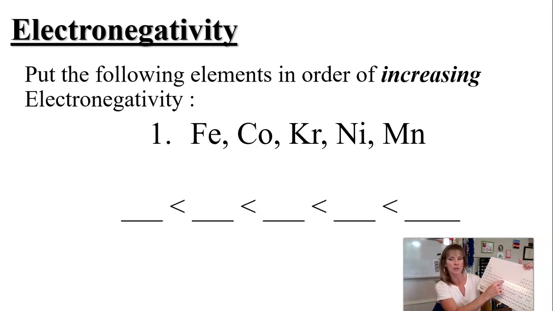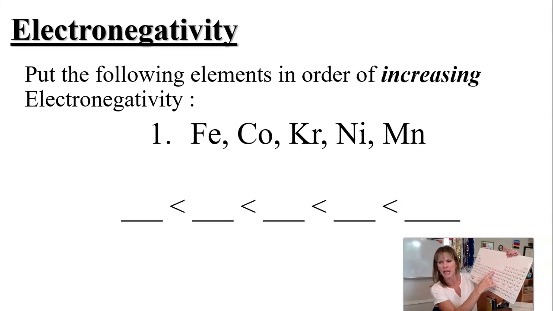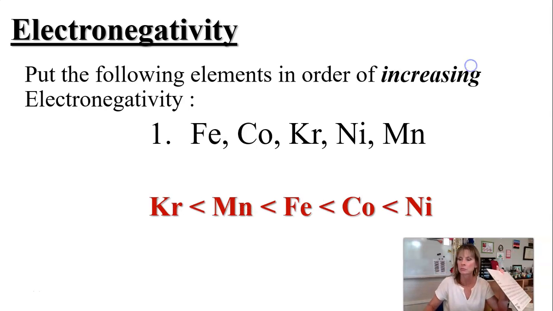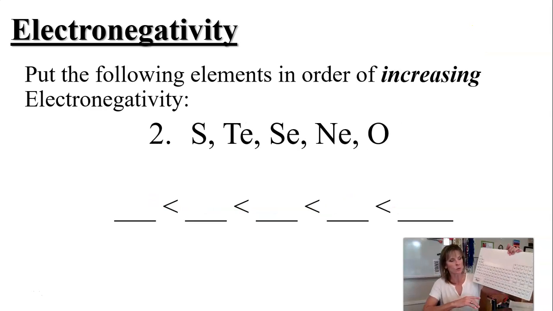So we've got iron, cobalt, krypton, nickel, and manganese. Okay, so which has the least electronegativity? Right, it's a noble gas. Krypton has the least electronegativity, so that would be first, okay, followed by manganese, iron, cobalt, and nickel. See? We did it.